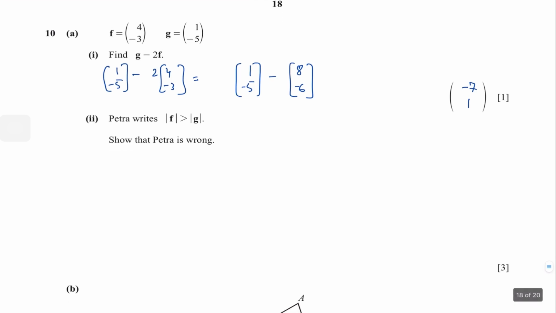Next part, the question says Petra writes that the magnitude of f is greater than the magnitude of g. Show that Petra is wrong.